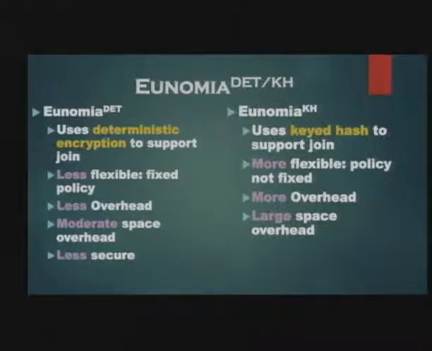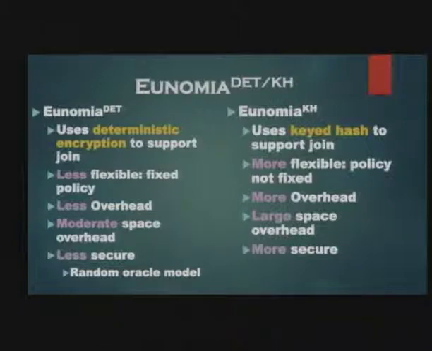And Enumia Det is less secure, right? Its security is proved in the random oracle model, which is sometimes called the heuristic model. And Enumia KH is more secure. The security is proved in the standard model. So as you can see, each of them has its trade-offs. If you want more efficiency, you'll go for Enumia Det. If you want more security, you'll go for Enumia KH. So it depends on your application scenario. There is no last word that you have to choose this or that.